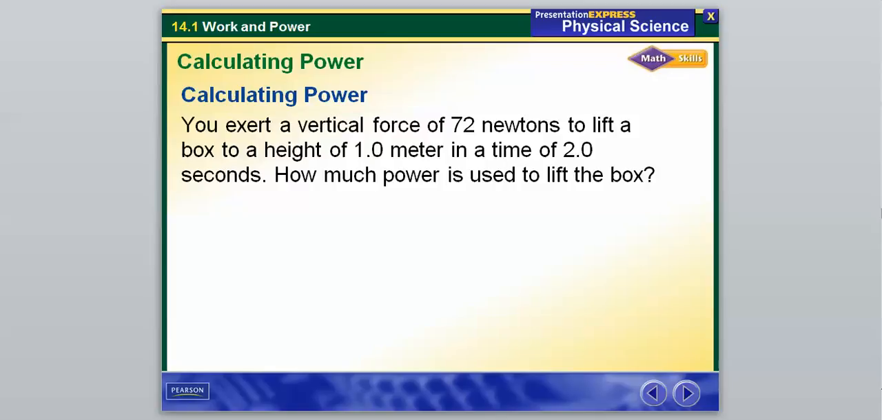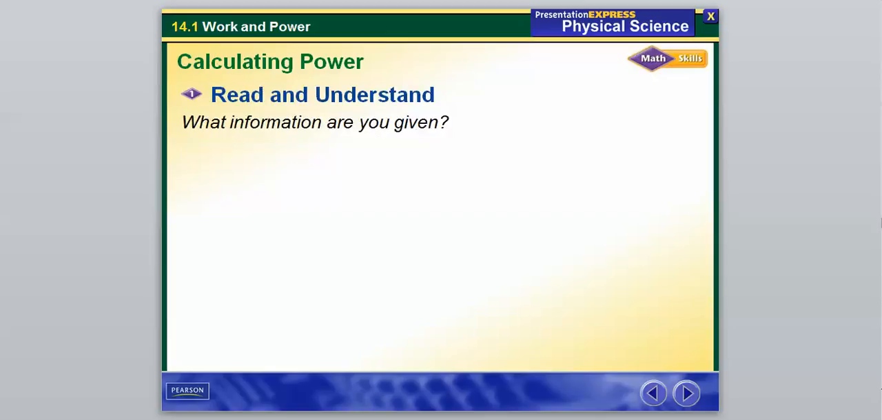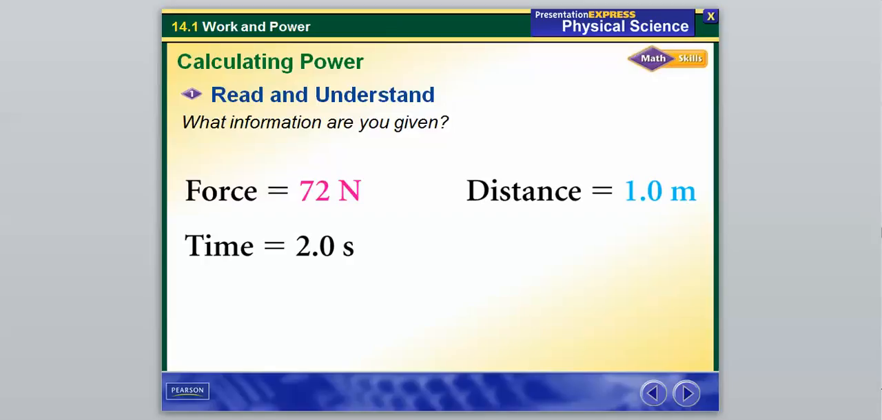So we have three knowns here. So the first step is going to be actually writing down what information we were given. So we know what the force equals. We know our force was 72 newtons. They gave us a distance of 1 meter, and they gave us a time of 2 seconds. Okay, so what can we do with all that?